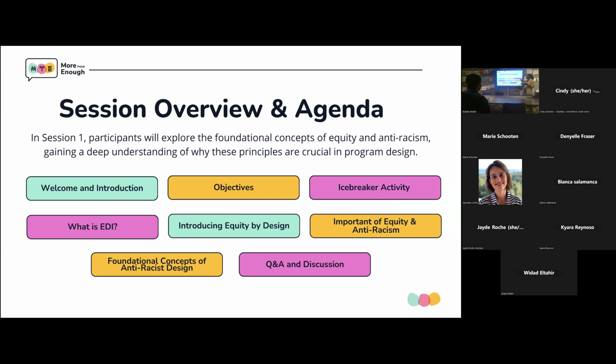So this is just a brief session overview and agenda. Today we'll explore the foundational concepts of equity and anti-racism, gaining a deeper understanding of why these principles are crucial in program design. So we'll do a welcome introduction, we'll go over our objectives, we'll do a brief icebreaker, we'll explore what is equity, diversity, inclusion, we'll introduce equity by design, we'll discuss the importance of equity and anti-racism, and then the foundational concepts of program design.